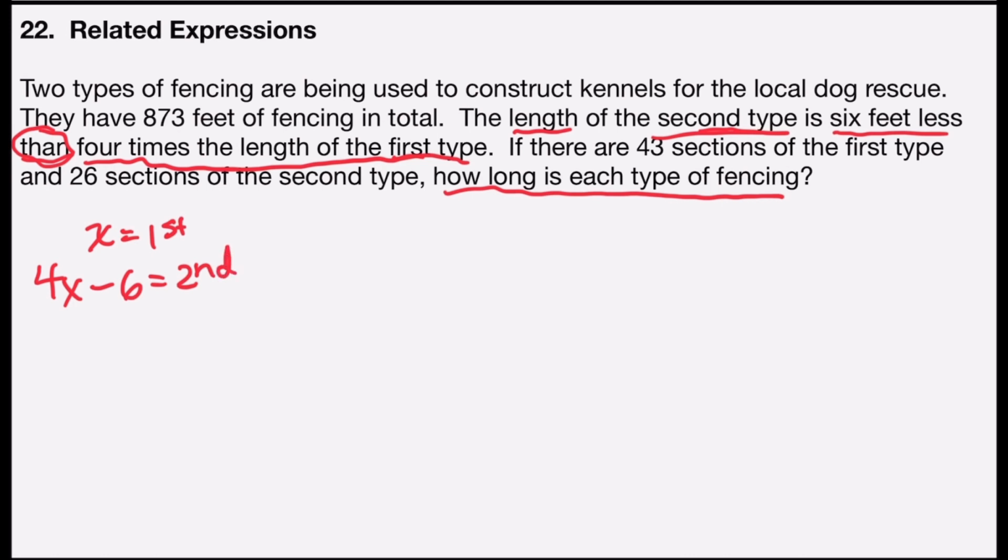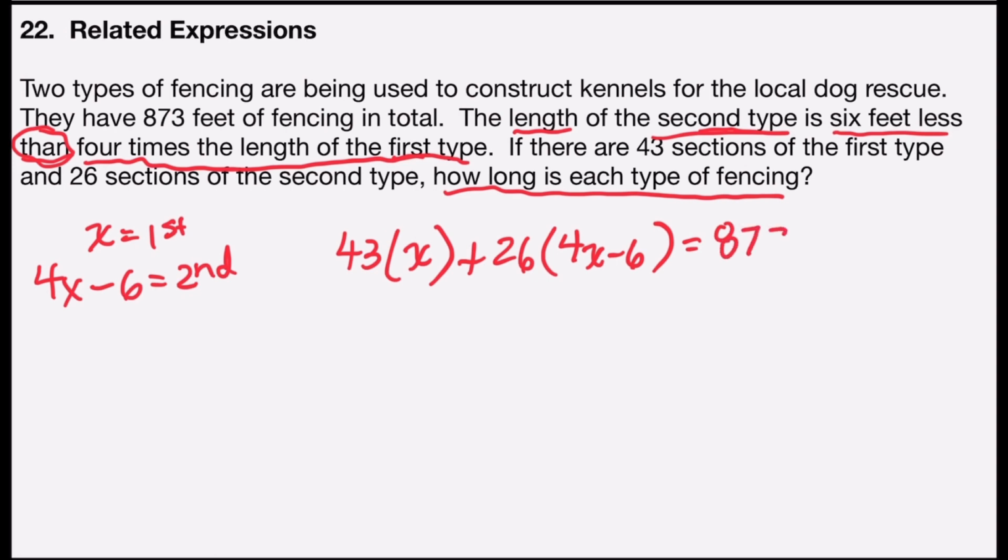So there's 43 sections of the first type. That would be 43 sections times the length of each one of those is x, plus 26 sections of the second type, and the length of each of those is 4x minus 6. And that will be equal to the total amount of fencing that's used, which is 873.